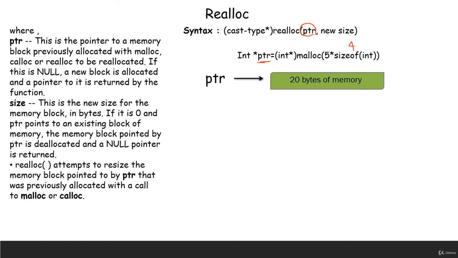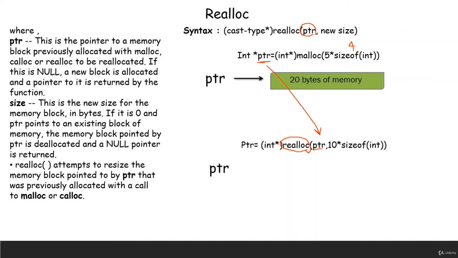Now I am performing realloc. Suddenly I come to know that instead of 5 variables, I want to store 10 variables. In that situation, you will use the realloc function. Realloc will resize the memory block pointed to by the pointer, which is the pointer previously allocated using malloc. This is the pointer we have mentioned here.